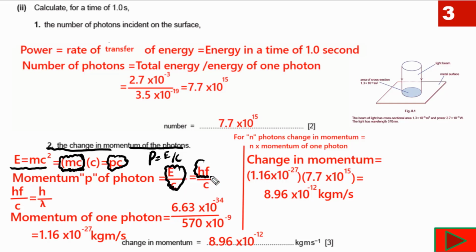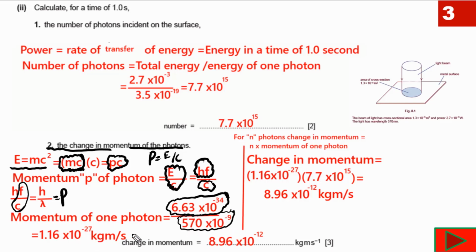E is equal to hf, so we can say this is hf over c, and this is equal to the momentum of the photon. And f over c, we understand, is equal to 1 over lambda. So we can say the momentum of a photon is simply equal to h over lambda. Here you can see we have just plugged in the value of h. H is Planck's constant, and this is the value of lambda of the light.